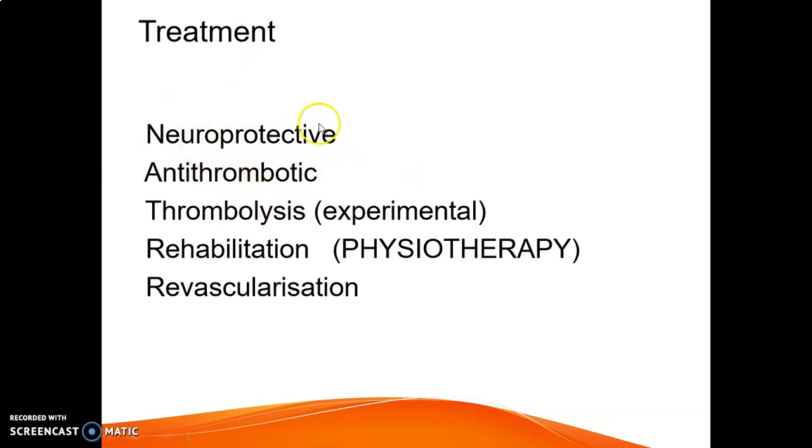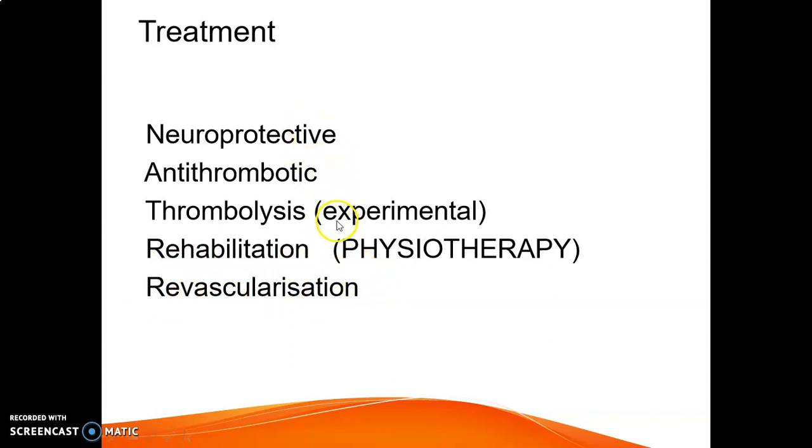So neuroprotective, protecting the neurons from further damage. Basically vitamin B complex and other neuroprotective, neuro health related medication, antithrombotics to prevent any kind of further clotting, and thrombolysis. Experimental thrombolysis can be given in the acute stage, not for a continuous treatment. An important part in the rehabilitation is physiotherapy, and nowadays we have a lot of other treatments to improve revascularization.